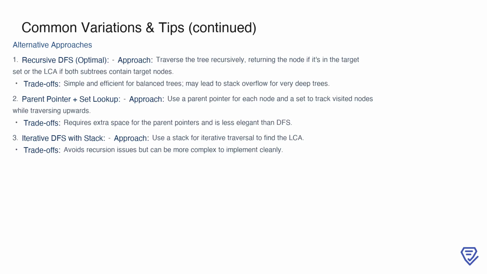Another approach is to use parent pointers combined with a set lookup. By tracking parent pointers for each node, you can traverse upwards to find the LCA. This method avoids recursion but requires extra space and can be less elegant than DFS. Lastly, you could use an iterative DFS with a stack. This avoids recursion-related issues and can be applied to find the LCA. However, it is generally more complex to implement cleanly and requires careful handling of the stack operations. Each approach has its strengths and weaknesses, so choose the one that best fits the constraints of your problem.